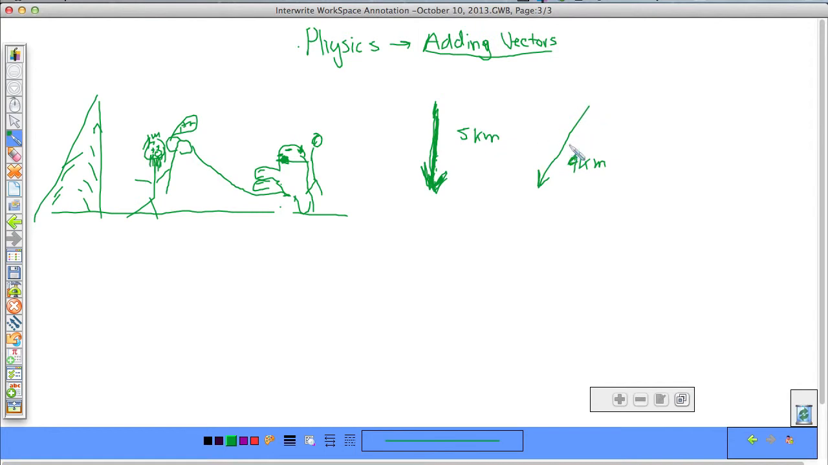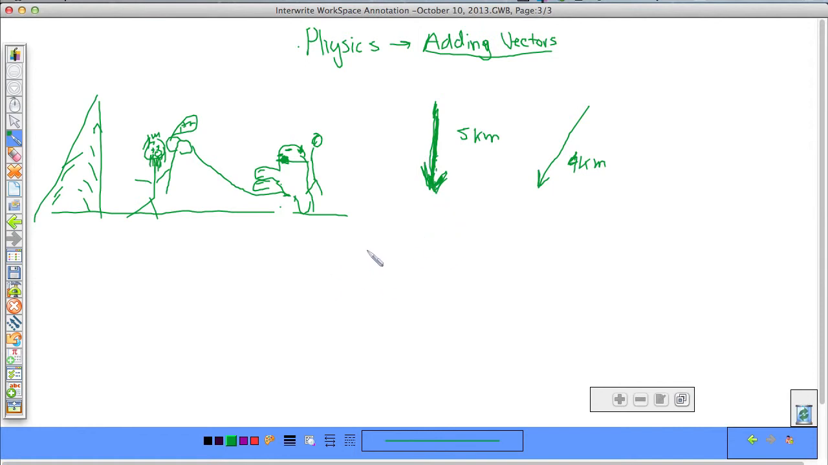And so now they're trying to figure out, well, okay, so here we are, we went 5 kilometers south, and then 4 kilometers southeast. So where in the world are we right now? And Tommy says, "I know. All we got to do is figure out the resultant vector," and so Jacob says, yeah.